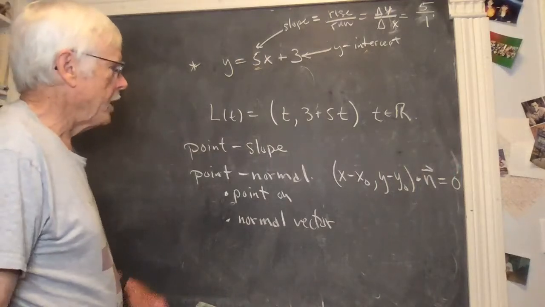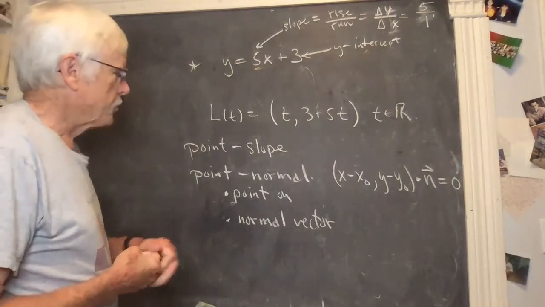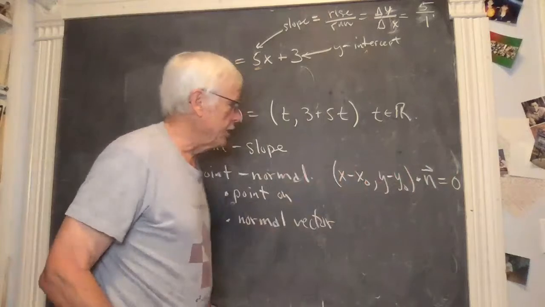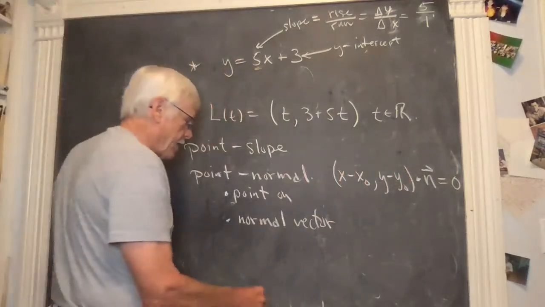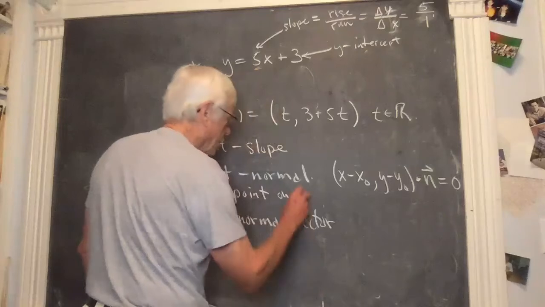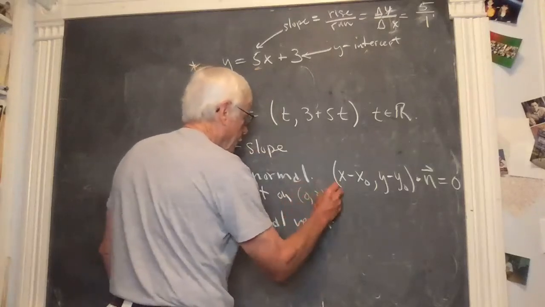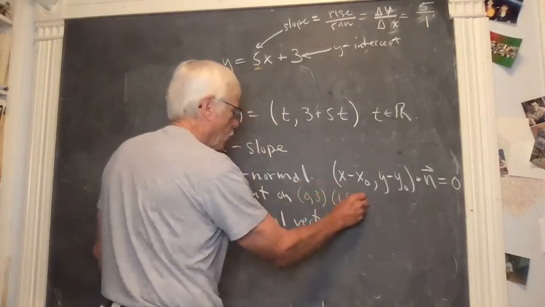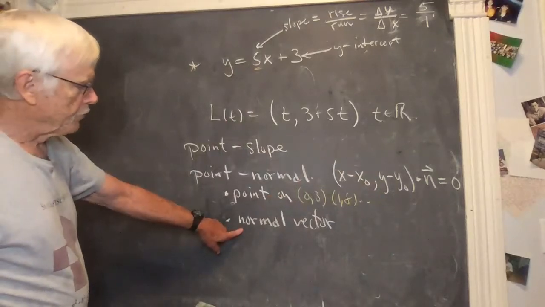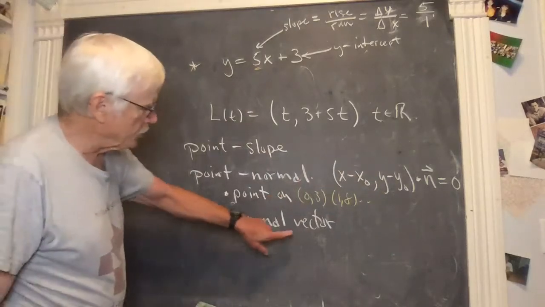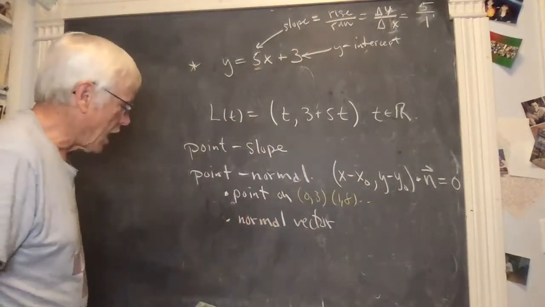And so if we find the x naught and the y naught and the normal, we'll be good. Point on, we already have a billion points on by now. 0, 3, 1, 8, and more. But we need a normal vector. And what does it mean to be normal to the line?